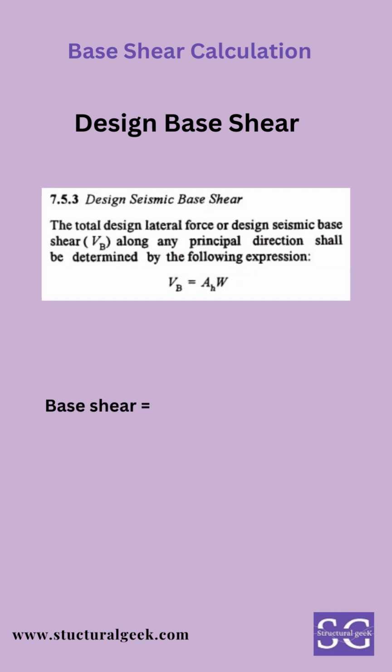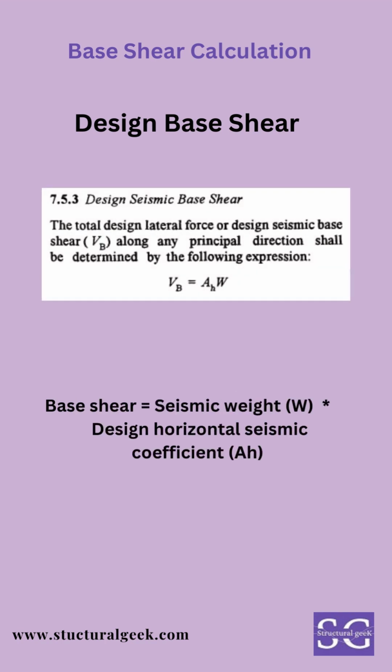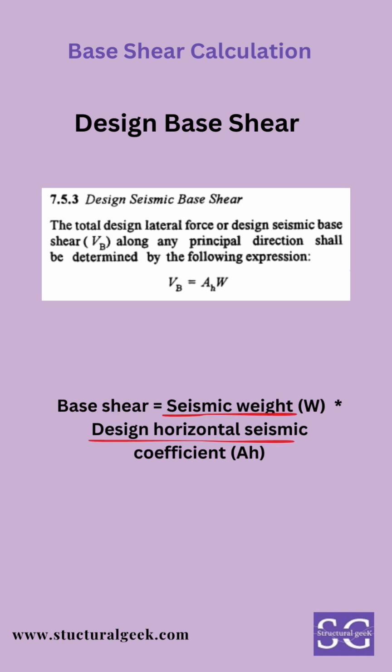Base shear as per IS 1893 or any design code can be written as seismic weight times design horizontal seismic coefficient Ah. So we basically have two parameters, seismic weight and the design horizontal seismic coefficient. Now let's see what all these things depend upon.